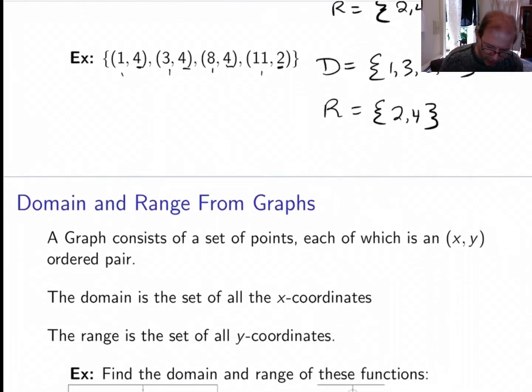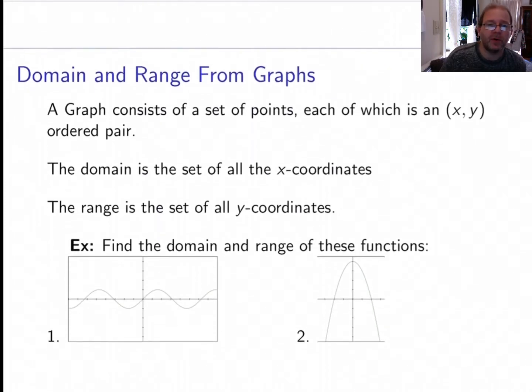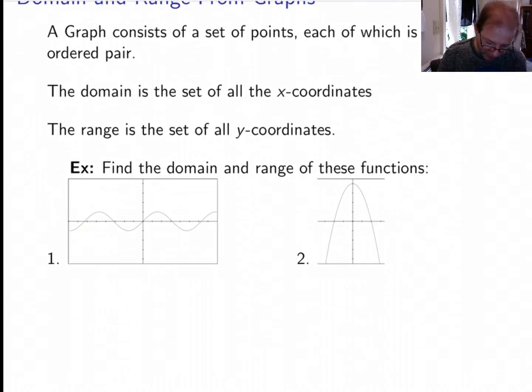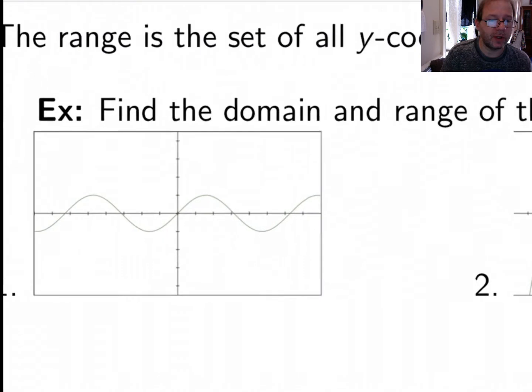Okay, so this is the domain and range of a sparse function that just has a handful of points in it. If we want to look at the domain and range from a graph, graphs consist of sets of points, each of which is an xy ordered pair. The domain is the set of all the first elements, like before, so that's all the x coordinates, and the range is the set of all y coordinates. So let's look at these two examples here. This first one, let me make it a little bigger.